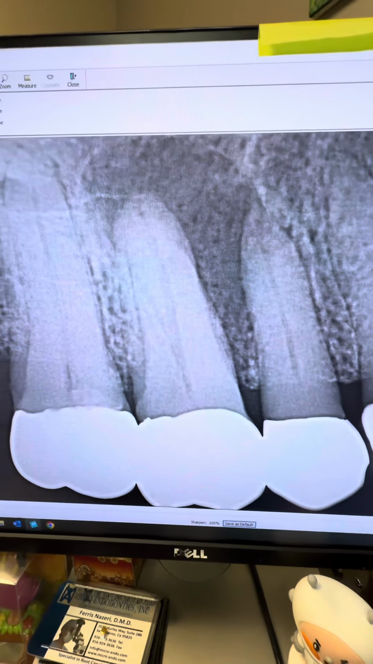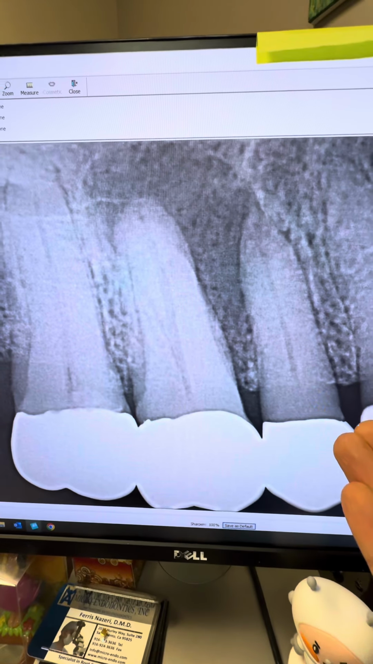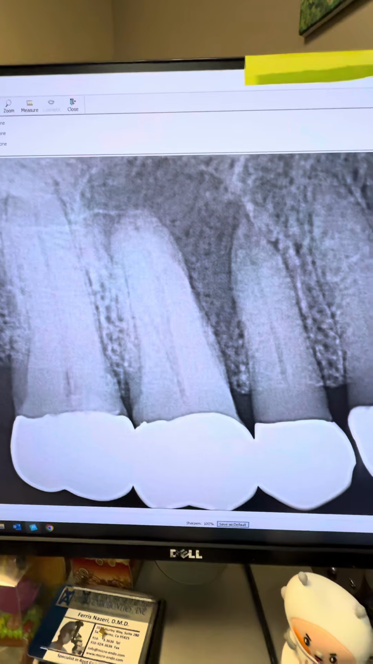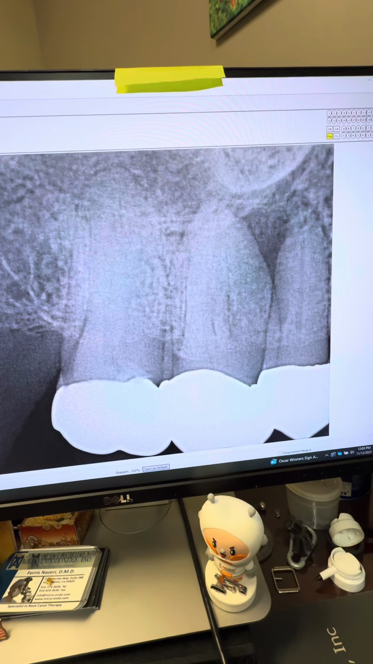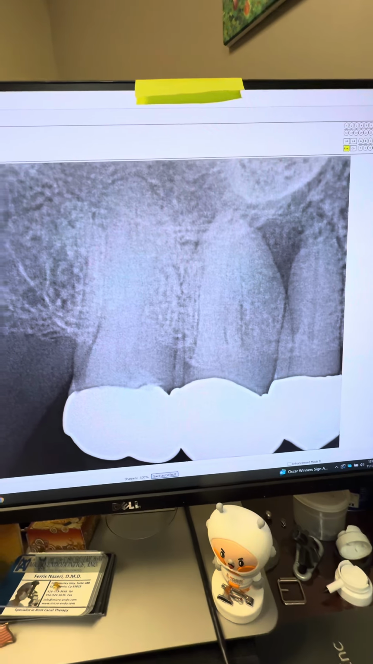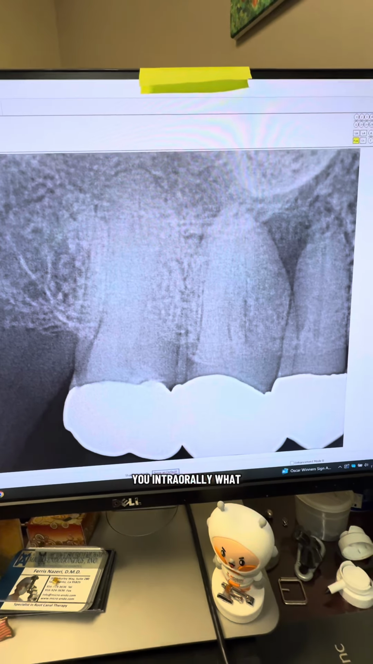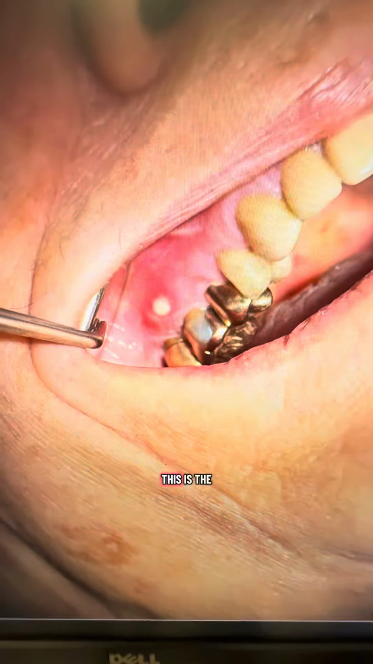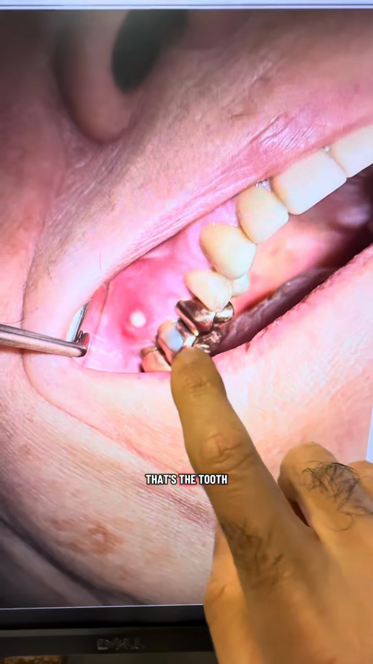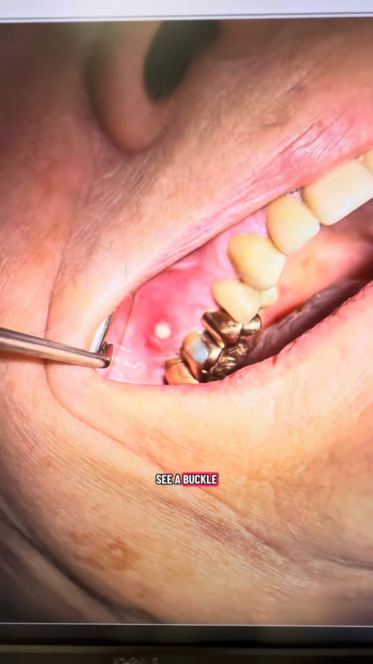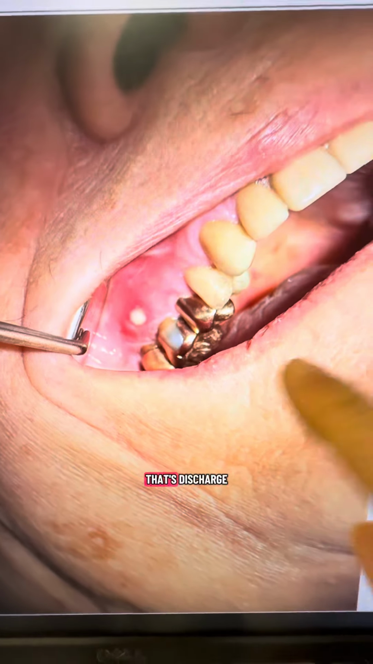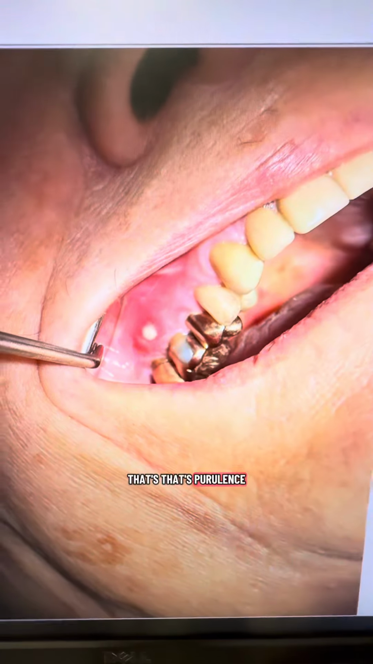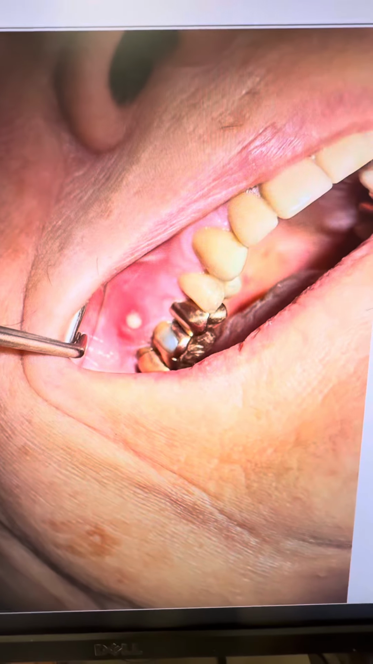This is another angulation. Where are the canals? So anyways, let me show you intraorally what we had with this tooth. This is the clinical presentation of the tooth. That's the tooth here. You can see a buccal active sinus tract. That's discharge. That's purulence. All right.